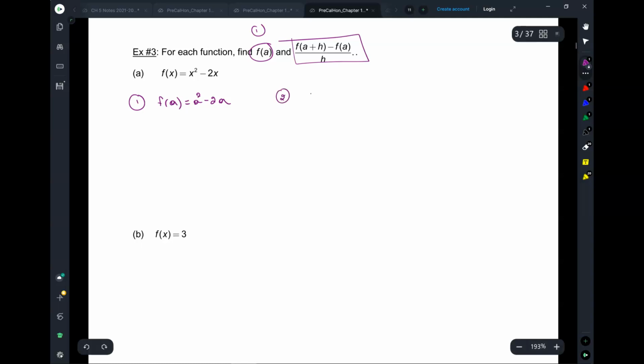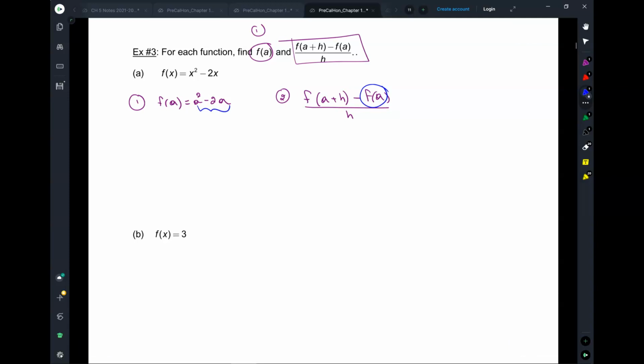Now, next, I want to find f of a plus h minus f of a over h. Okay, this is like a recipe. It's like a script. It calls for certain things to build this. The first thing it calls for is f of a, which I've already found here. The next thing it calls for is f of a plus h. Well, what is f of a plus h?